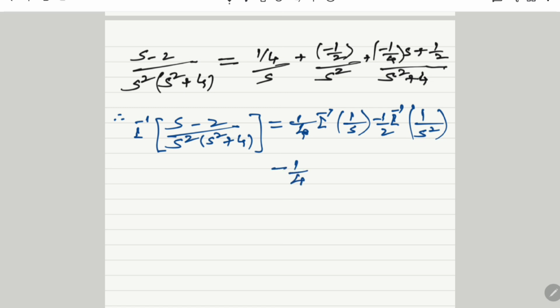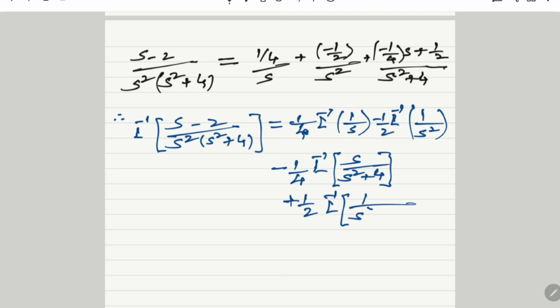minus 1 by 4 inverse Laplace of s divided by s square plus 4, and plus 1 by 2 inverse Laplace of a separate division by s square plus 4, we get 1 upon s square plus 4. And therefore, inverse of left hand side is some f of t.